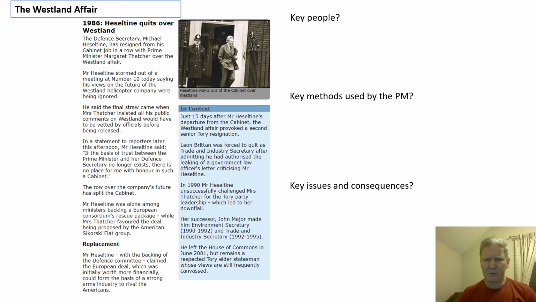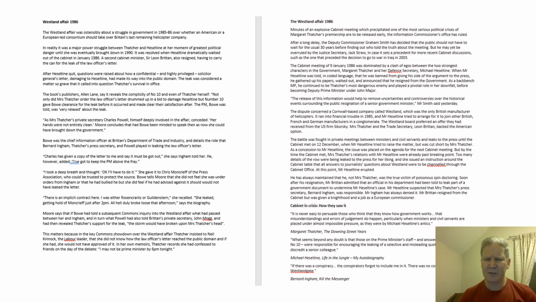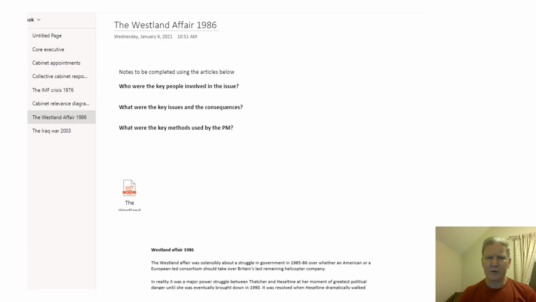This article is from the BBC, so if you were to Google that, you'll be able to find out about the Westland affair. Added to that, we have 2 other PDFs that I've sent to you so you can do your research. After you've done your reading and your noting, go to OneNote and put the notes in about who were the key people, what were the key issues and the consequences, and what were the key methods used by the Prime Minister. By doing your research, you'll get a better understanding about how collective responsibility was relevant in this context, and how it shows how a different Prime Ministerial style can be used in a particular situation.